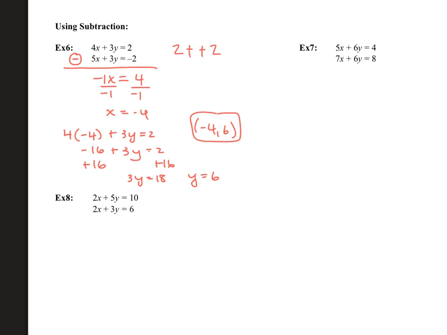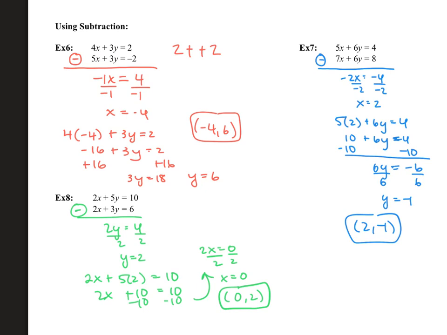So you're going to pause the video, and I'd like you to try examples 7 and 8, and you're going to be using subtraction to eliminate a variable. Really focus on making sure that when you subtract each individual component, that you're coming up with the right number. Feel free to use a calculator. Press play when you're ready to check your answers.